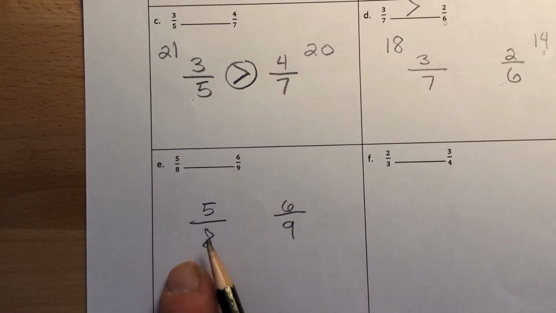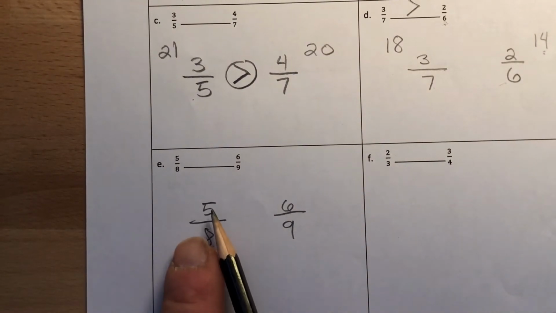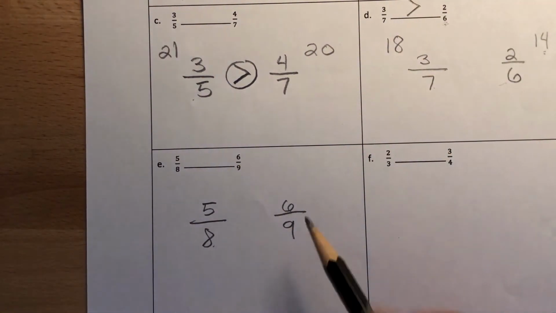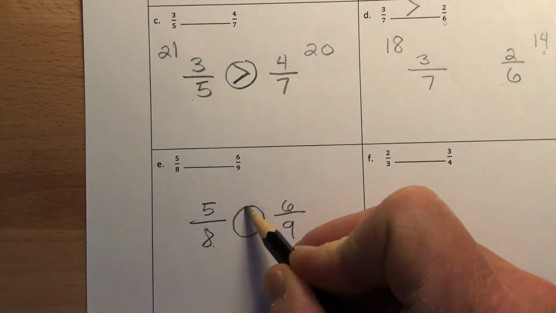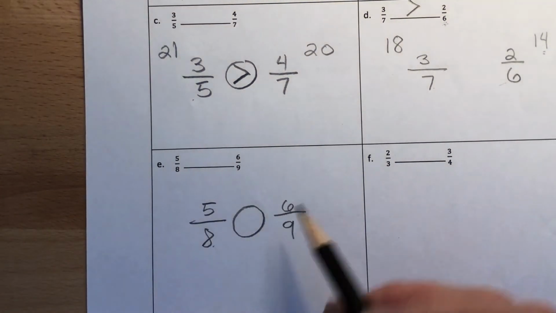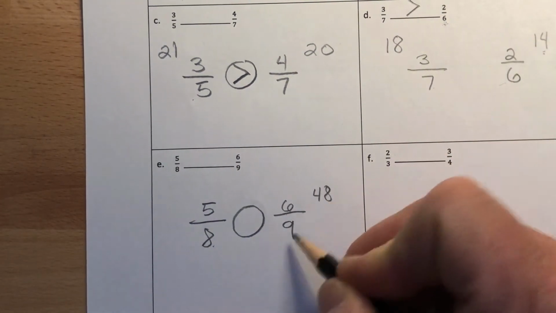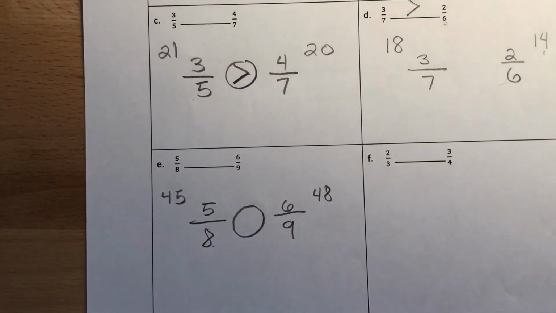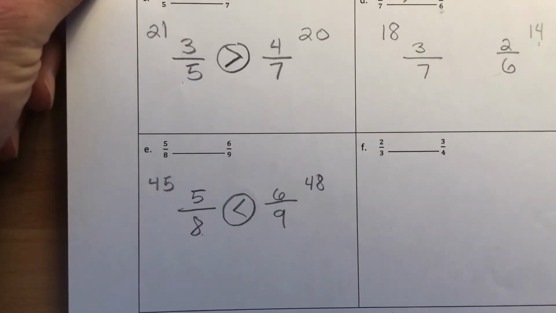So if I were to multiply this one by 9, I'd have to multiply that one by 9, then I'd get this whole different fraction. So if I use cross multiplication, I could figure it out better. 8 times 6 is 48. 9 times 5 is 45, right? So I know that 6/9 is larger, okay?